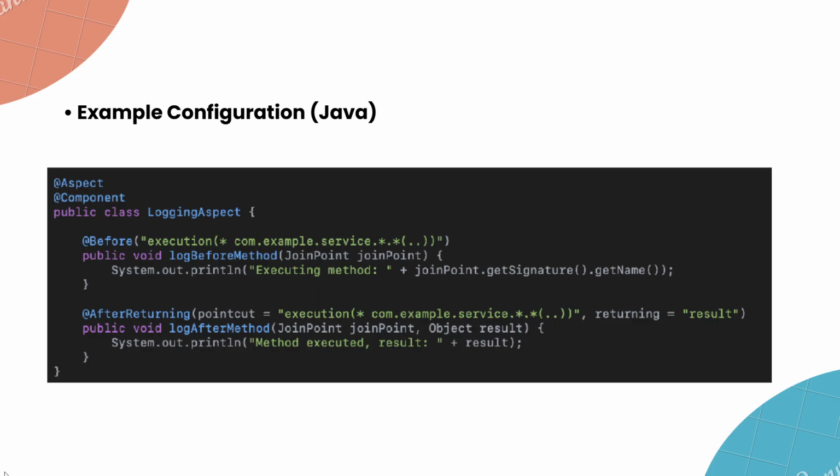Target methods, the execution, that is com.example.service, means the AOP aspect is applied to all methods within the com.example.service package representing various passenger related services. How it works.